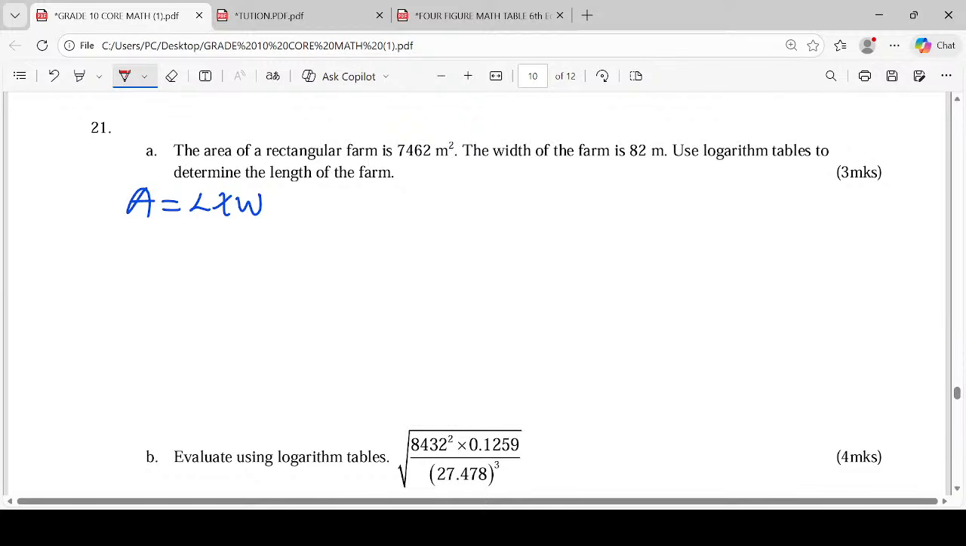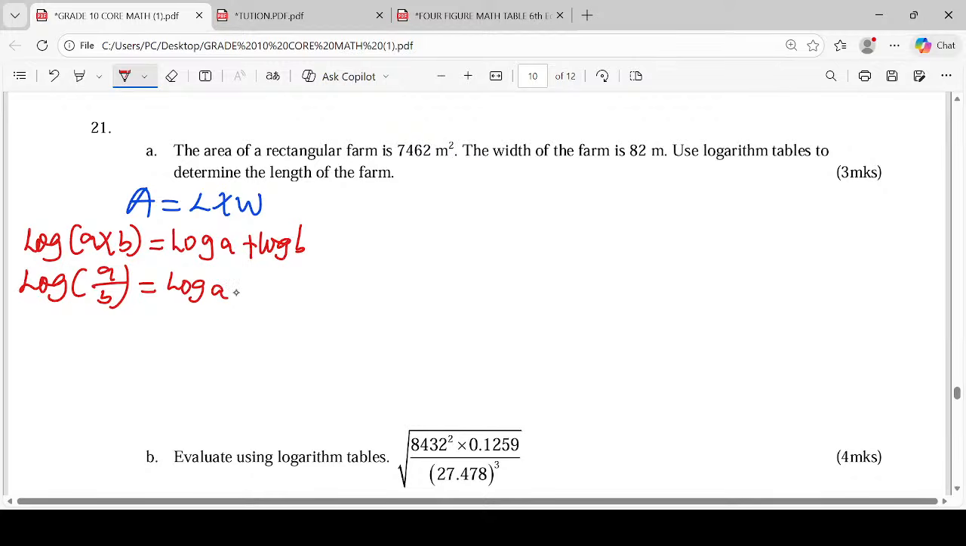Remember the law that says the log of A times B is equivalent to log A plus log B. The log of A over B is equivalent to log A minus log B. Then the log of A power n is just like saying n log A. We need to bear this in mind.